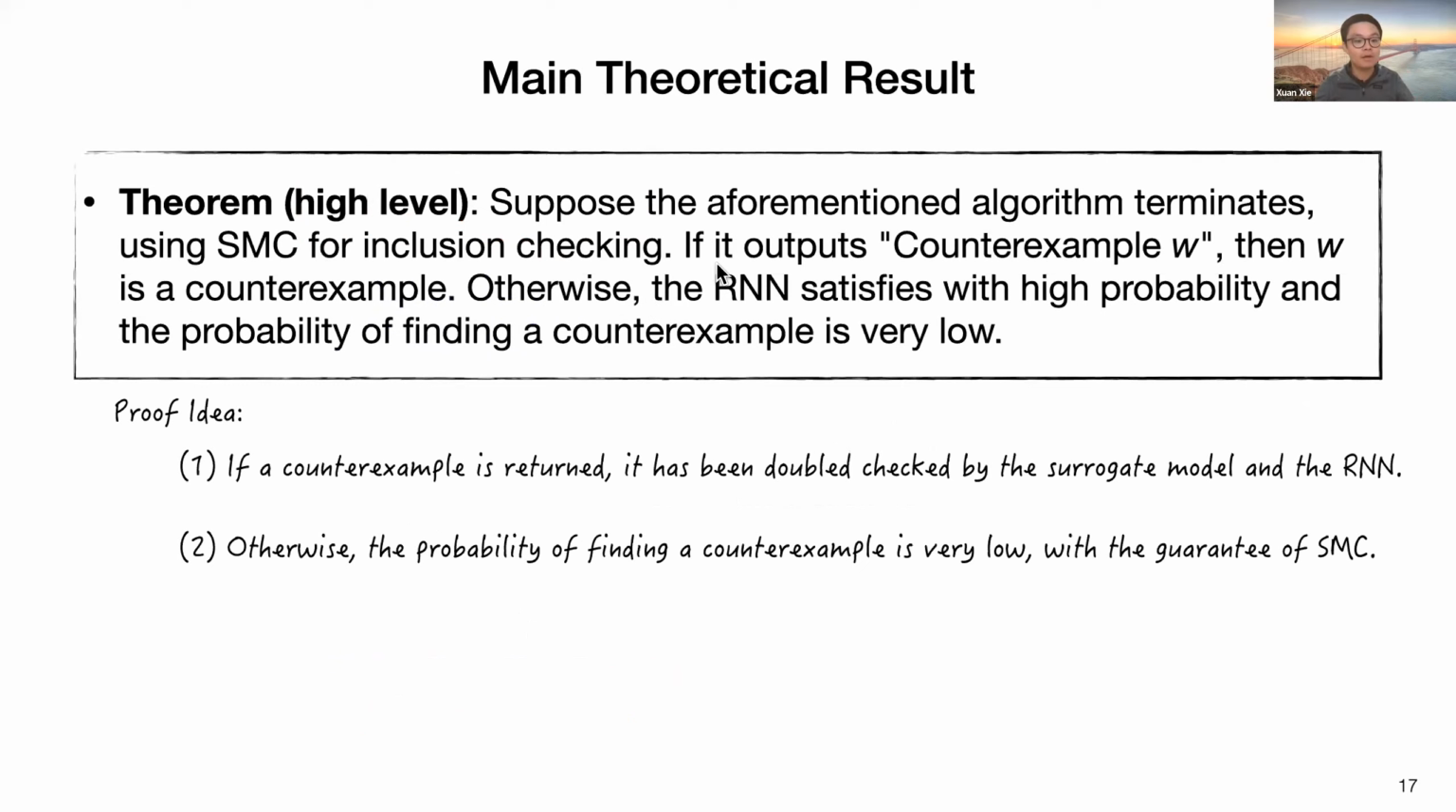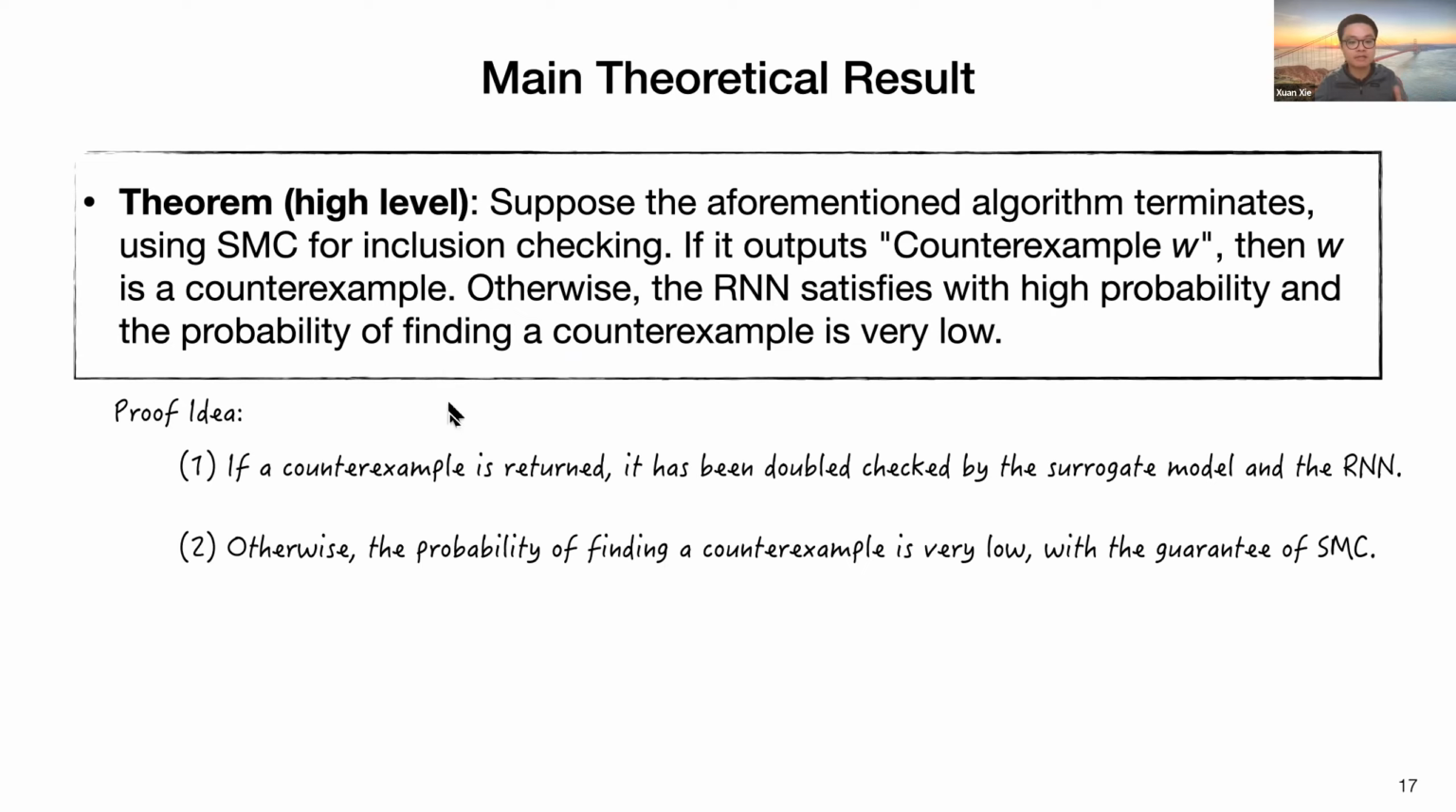For the theoretical result, we also have a main theorem in our paper, and I describe it at a high level here. Suppose the aforementioned algorithm terminates using statistical model checking for the inclusion check. If it outputs a counterexample sample W, then W is a counterexample. Otherwise, the RNN satisfies the property with high probability, and the probability of missing a counterexample is very low.